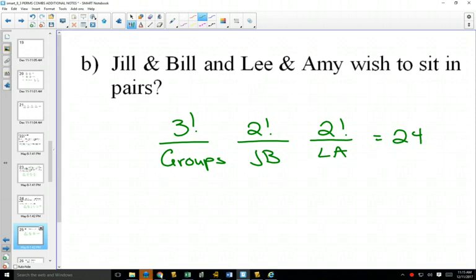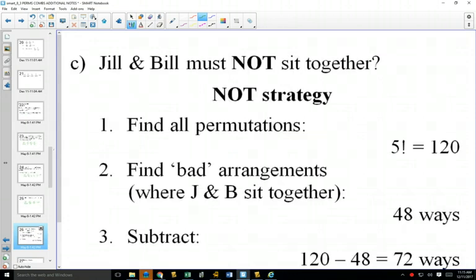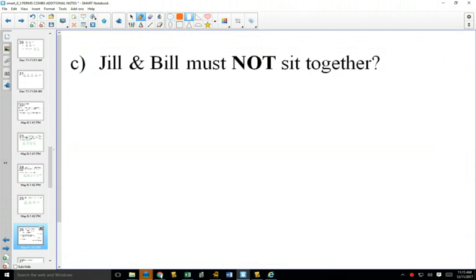Okay. Now, part C, and I'm just going to hide this for now, as that might be on your notes as well, but you can just watch. So now we're not worried about Lee and Amy. They could sit together, they couldn't sit together. They're kind of on again, off again. That's not a big deal.